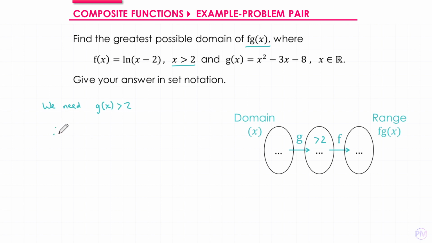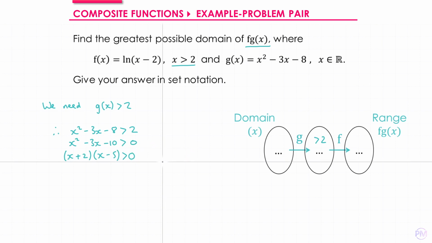Let's solve the resulting inequality. This quadratic factorises to give x plus 2 and x minus 5. And a quick sketch will show us the region we want. So the critical values from these brackets are minus 2 and 5. So if x is bigger than 0, we want the region above 5, below minus 2. So we get x is less than minus 2, or x is bigger than 5.